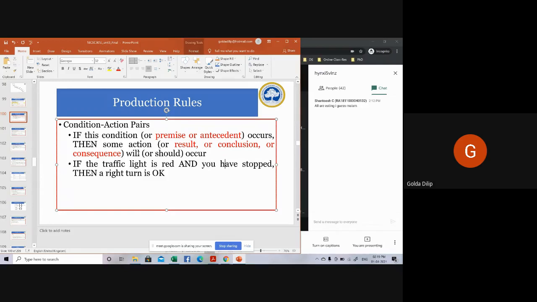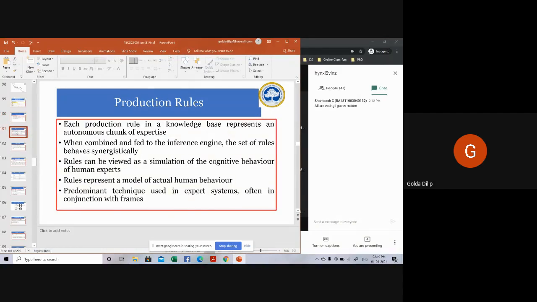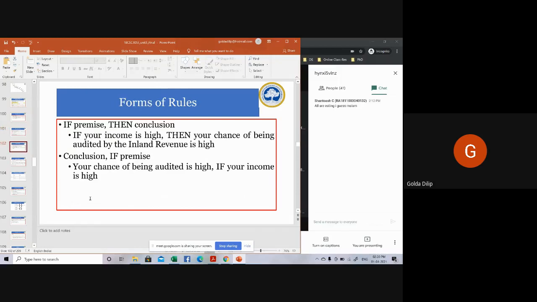Now the question is, when you're given a set of production rules, how are you going to execute it? These rules are used in expert systems, and often used in conjunction with frames. Frames and semantic nets are all diagrammatic representations of your knowledge. Let's see what these are.